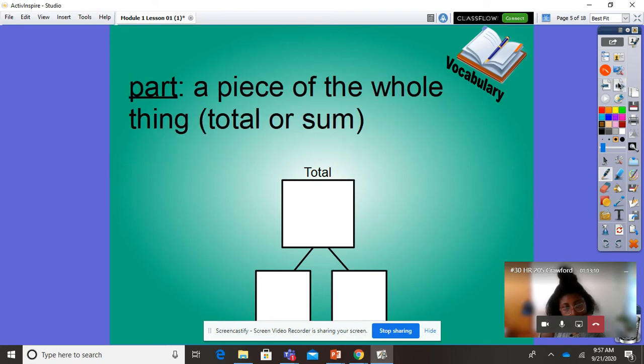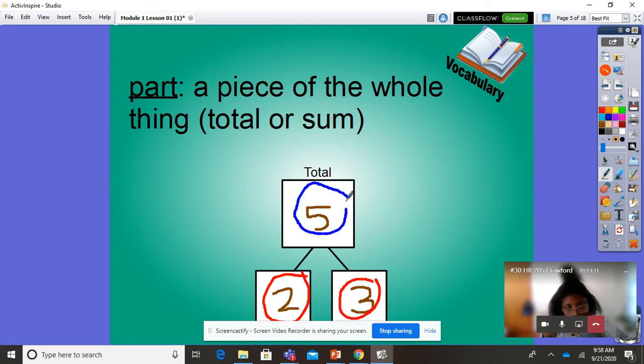And the part is the piece of the whole. So like I showed you, we have 2 and 3 make 5. So this is a part and this is a part. The 5 is the total. It's how much it is all together.